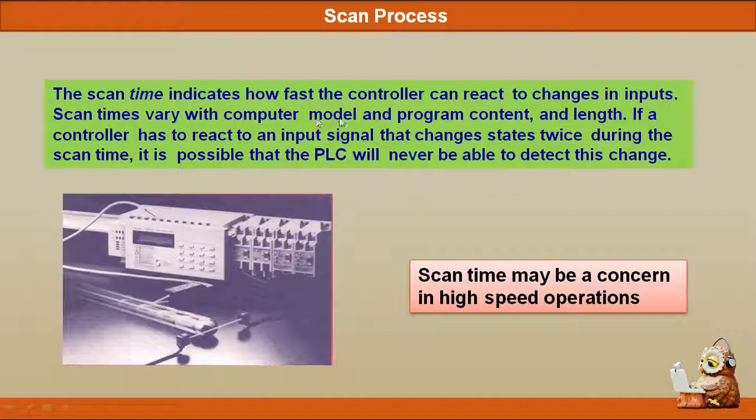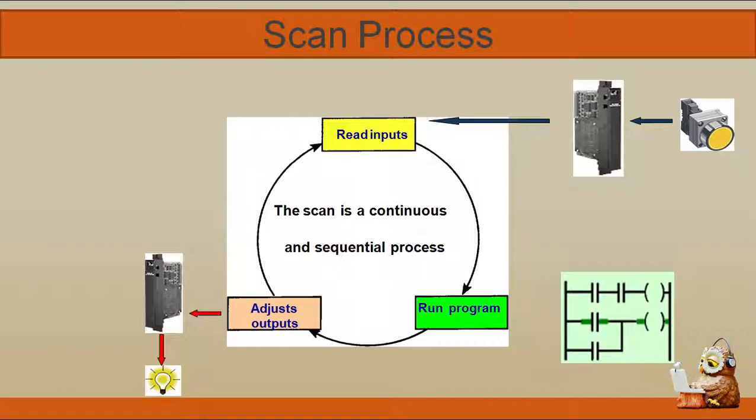The scan time indicates how fast the controller can react to changes in input. Scan time varies with computer model or program content and length. If a controller has to react to an input signal that changes state twice during the scan time, it is possible that the PLC will never be able to detect this change. So speed is very important. Scan time may be a concern in high speed operation. This is important depending on what kind of operation we are performing.